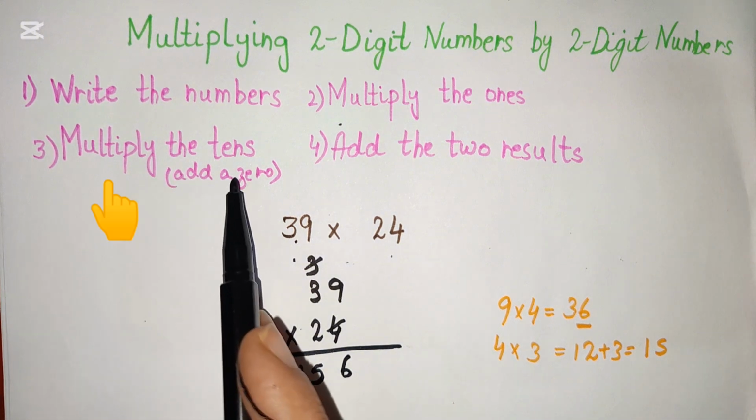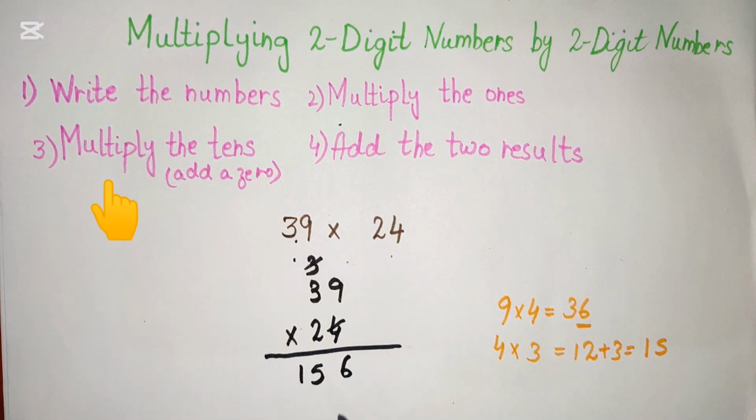Next step is to multiply the tens, add a 0. Now this step is very important. We have to write 0 in the beginning. We have added a 0.